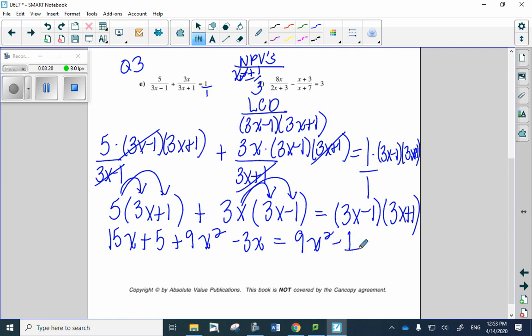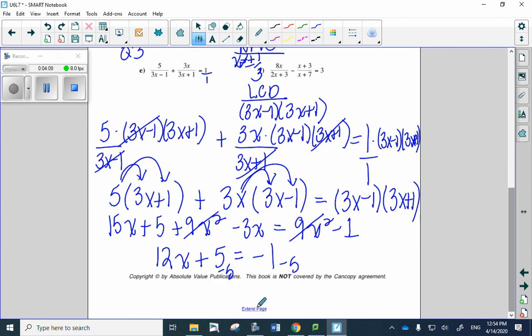You notice that there's 9x squared, so it's like a quadratic equation, but if I was to bring one of them to either side, no matter what, they're going to cancel out. So I can just cancel out the 9x squareds. So now this is simply a linear equation. So collect like terms. So 15x minus 3x is 12x plus 5 equals negative 1. Okay, all I have to do now is to isolate for my x, so I'm going to subtract 5 from both sides. So when I subtract 5 from both sides, I'm left with 12x is equal to negative 6.